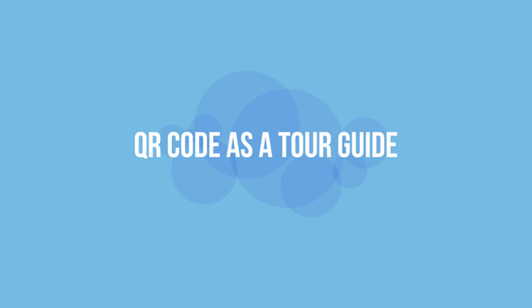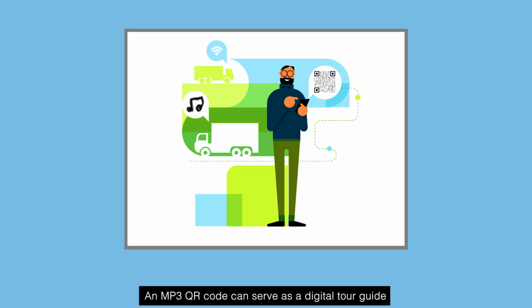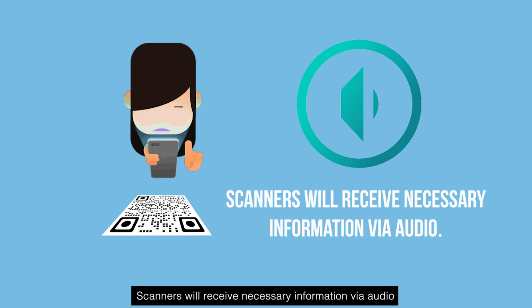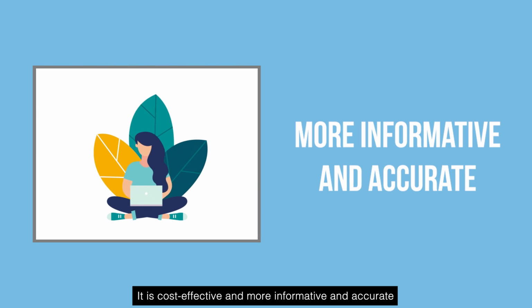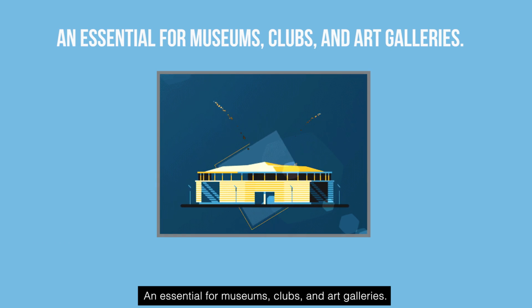QR code as a tour guide. An MP3 QR code can serve as a digital tour guide. Scanners will receive necessary information via audio. It is cost-effective and more informative and accurate, and essential for museums, clubs, and art galleries.